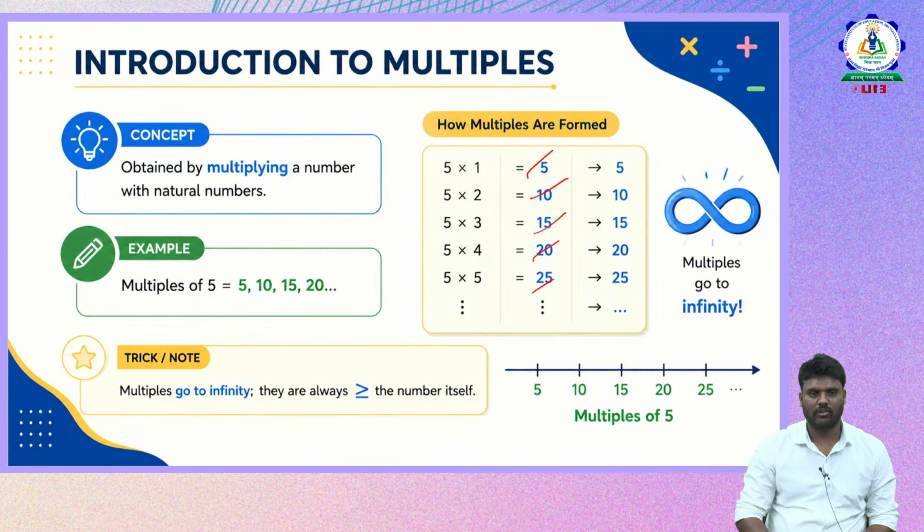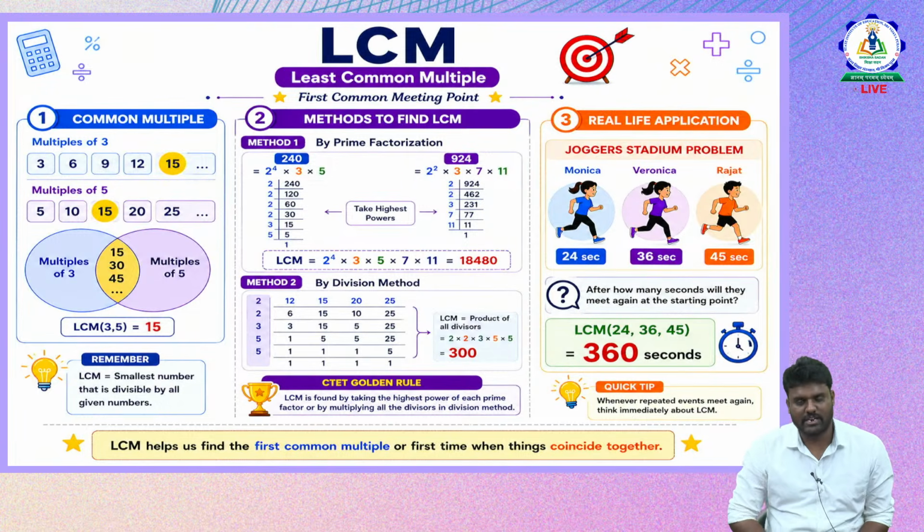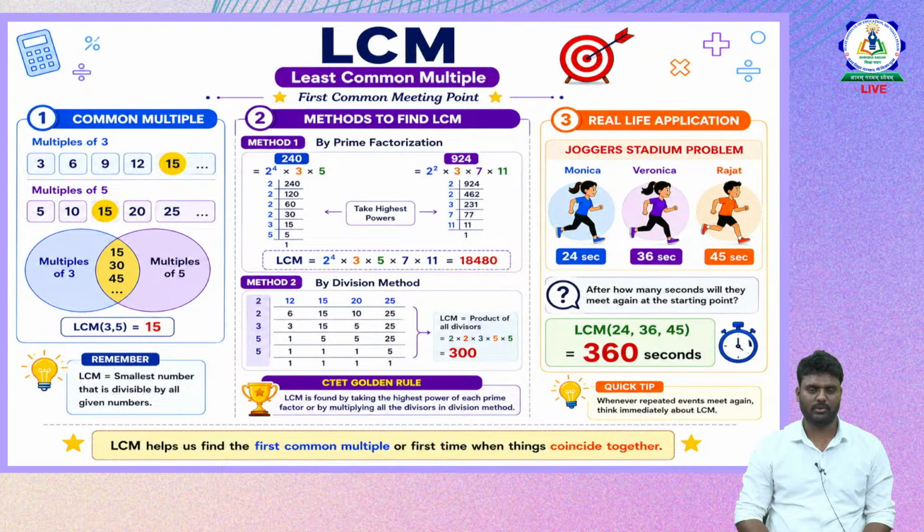Okay, so now the next concept we will discuss is LCM. What is the meaning of LCM? It is the least common multiple. In the CTET exams, they will give two numbers and ask you to identify the least common multiple of the given numbers, in both paper 1 and paper 2.